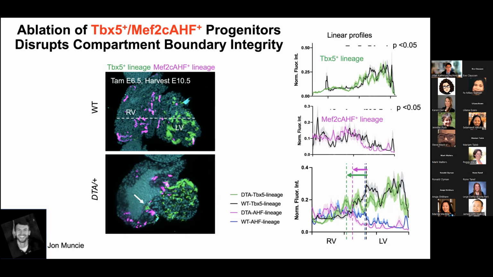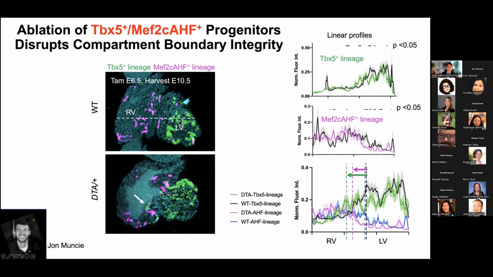Compartment boundaries were first identified in the fly wing, in imaginal discs. And there are really less than a handful of examples of compartment boundaries that have been reported or discovered in the context of mammalian development. So we wondered if this might be another example.